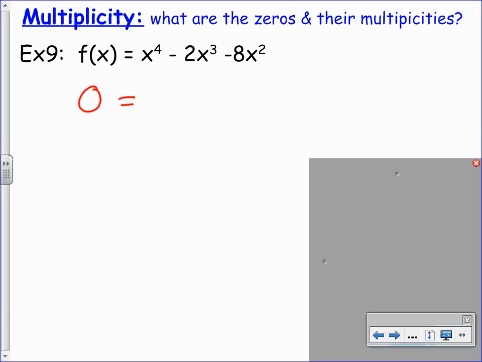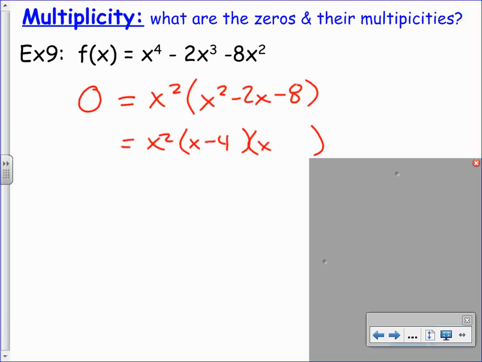I heard the GCF from Miss Adrian. It's x squared. So x squared times x squared minus 2x minus 8. So x squared, x minus 4, x plus 2, right? So my zeros are 0, 4, -2. And what are their multiplicities? 0 has a multiplicity of 1.